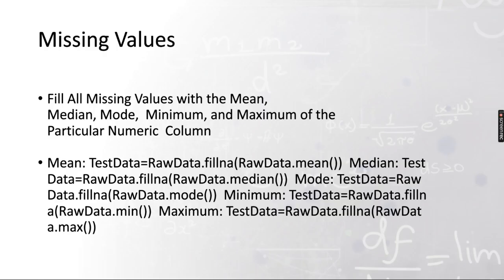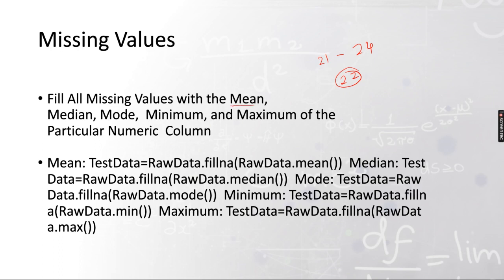Now, for missing values, fill all missing values with the mean, median, mode, minimum, or maximum of the parametric numeric column. Suppose we have collected data from students, and the student age lies between 21 to 24, and a student has not provided the age. We can put an average of 22 instead of just deleting that particular data.